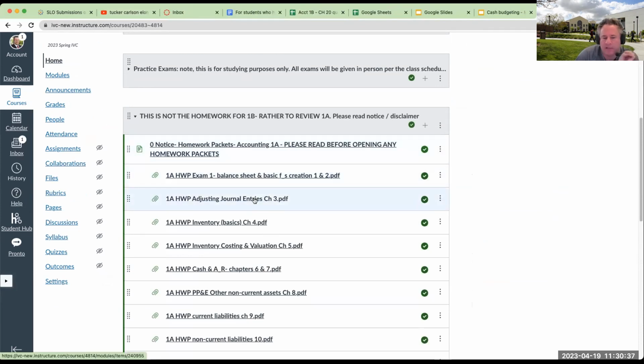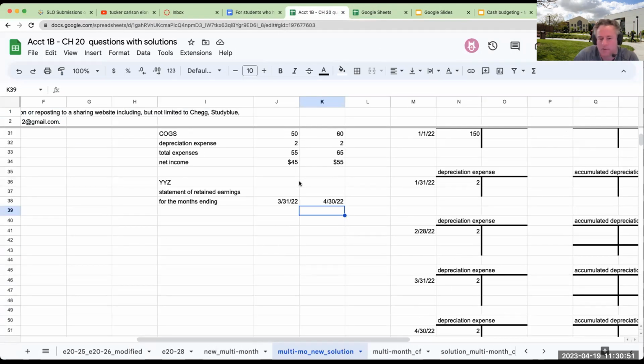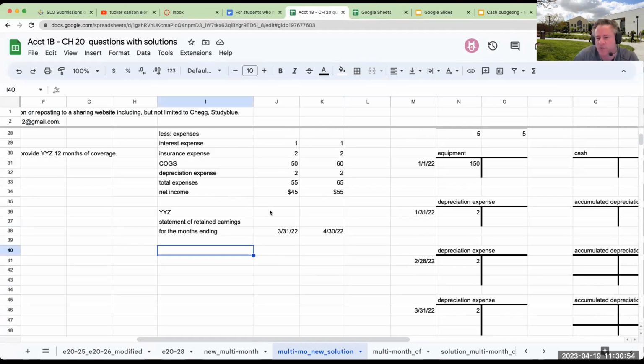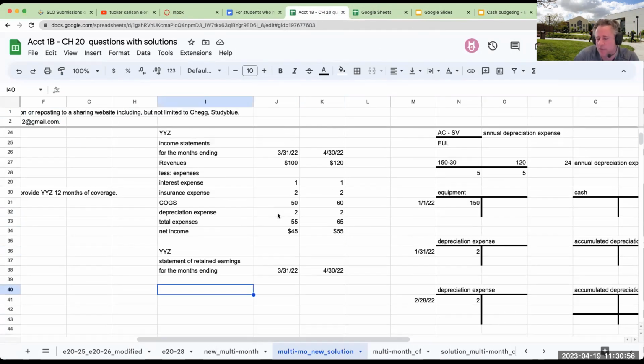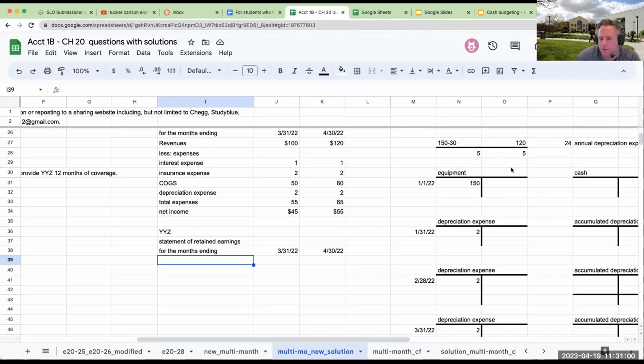If you go through these first two homework packets, it will teach you how to create financial statements. So again, if this is something you don't understand, if what I'm showing you up here doesn't make sense, please go back to that homework packet. You'll understand how to do financial statements after you go through and review it. Now, let's go over here and take a look at our statements of retained earnings.